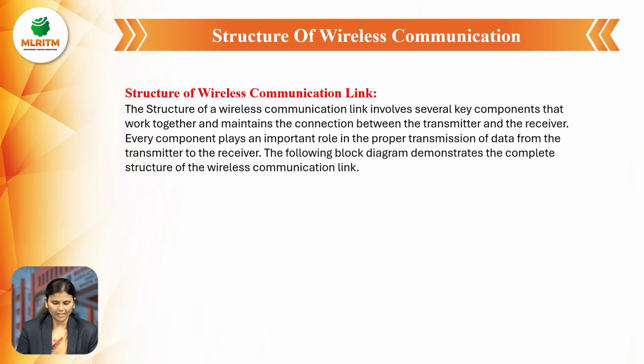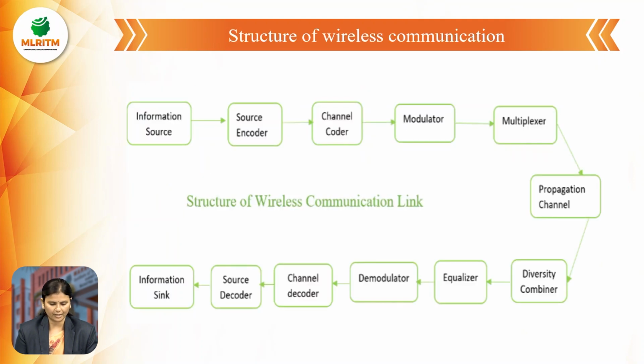The structure of a wireless communication link involves several key components that work together and maintain a connection between the transmitter and the receiver. Every component plays an important role in the proper transmission of data from the transmitter to the receiver. The following block diagram demonstrates the complete structure of the wireless communication link.